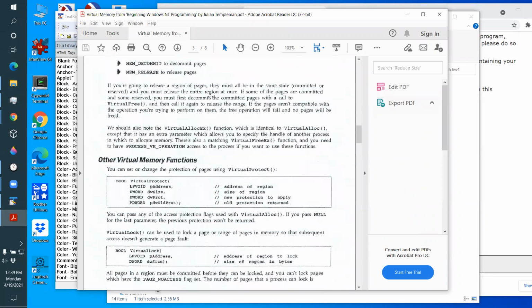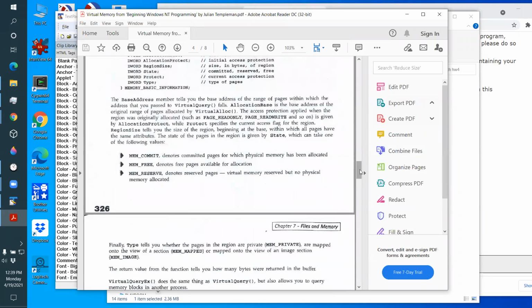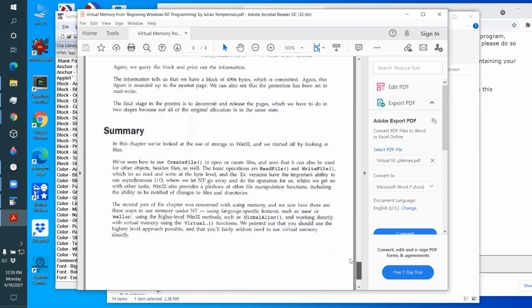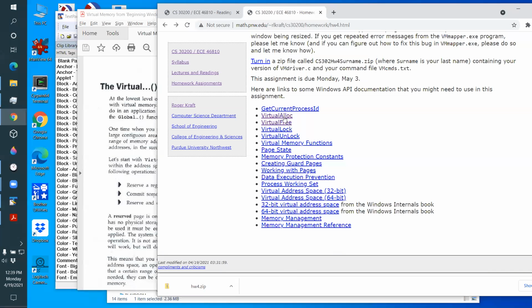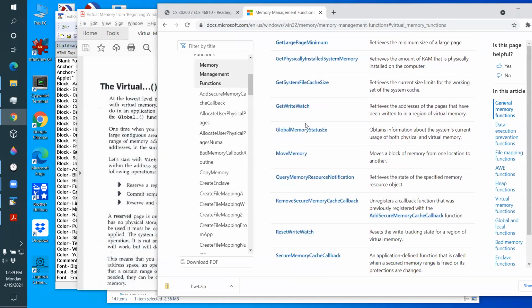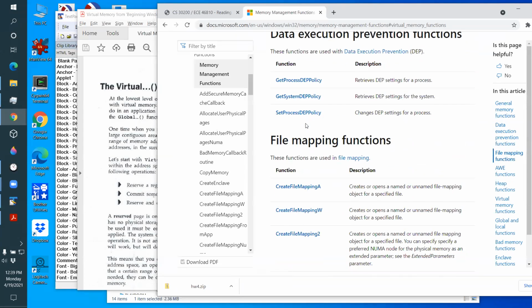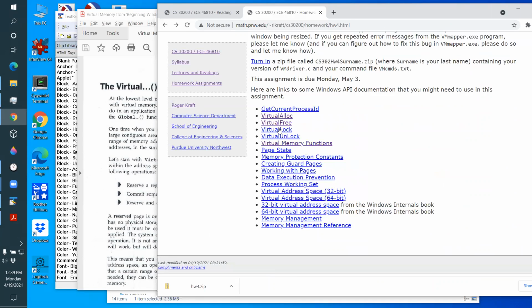It's 8 pages. It's the only book I could find that had a nice explanation of these functions. So these 8 pages cover VirtualAlloc, VirtualFree, VirtualLock, VirtualUnlock. I also gave you a link to all of the virtual memory functions, but you don't need the rest of them. The ones you need are VirtualAlloc, VirtualFree, VirtualLock, VirtualUnlock. Okay, so that's the homework assignment.